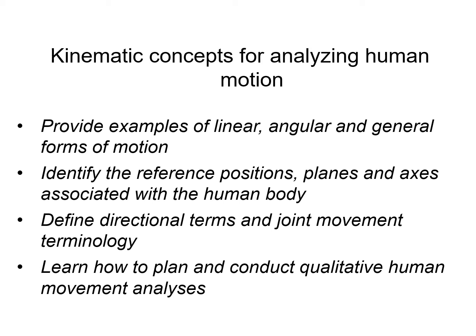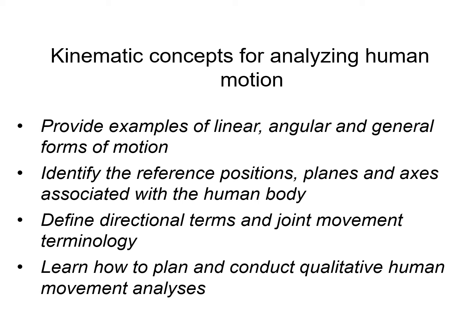For this second lecture, we're going to be talking about some kinematic concepts for analyzing human movement. I'm going to provide some examples of what linear and angular movement are. And basically, when we combine linear and angular movement, we have general movement or general motion. We're also going to look at our reference positions, from the anatomical reference position to our three planes and axes associated with the human body. And then we'll look at some directional terms for joint movement terminology. But first, let's talk about how to plan and conduct qualitative human movement analysis.